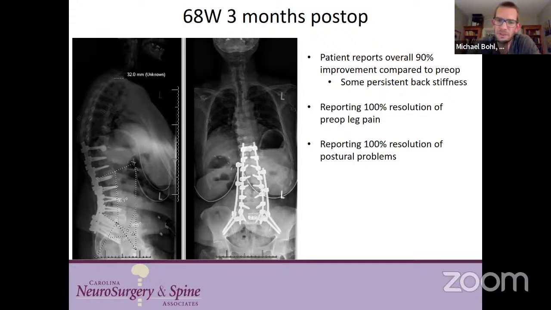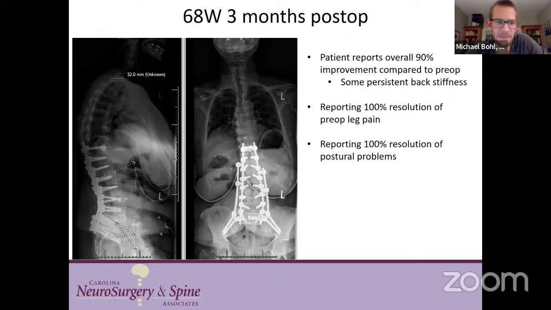And she reports 100% resolution of her leg pain and 100% resolution of her postural problems. She feels like she's standing up straight now. And our 3-month standing scoli films support that. Her SVA is now just over 3 centimeters. Pelvic incidence is unchanged. Lumbar lordosis is now 56 degrees, so her PI-LL mismatch is just about 10.